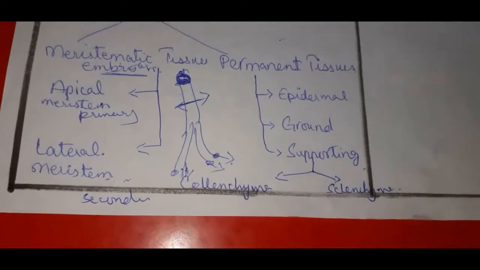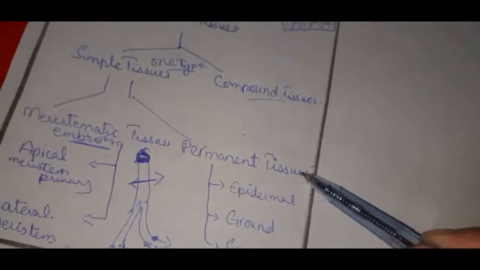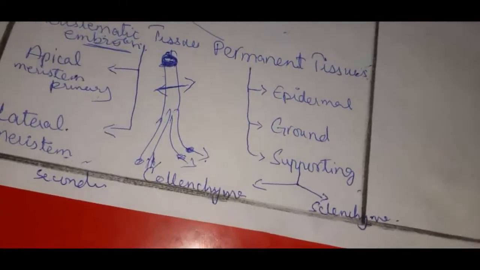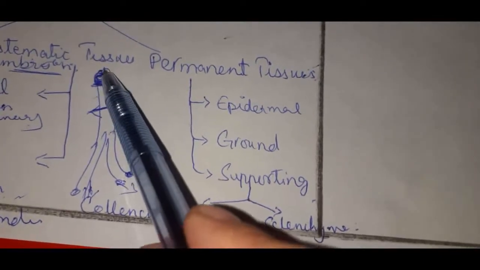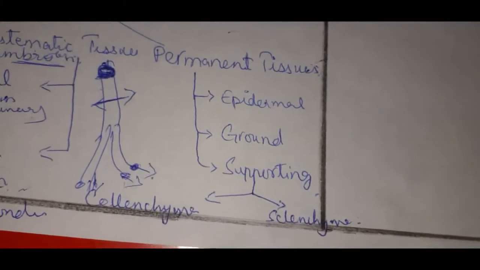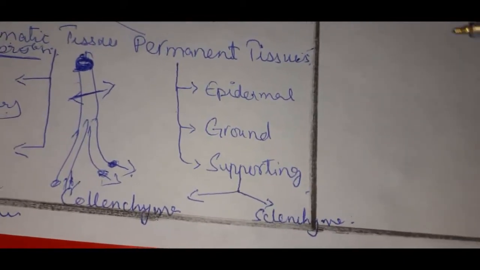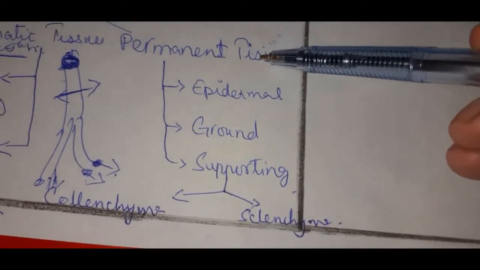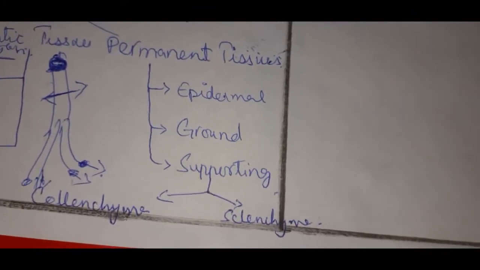And we also defined permanent tissues, that permanent tissues originate from primary meristems. Primary meristems means apical meristems. This means that they start from the apical meristem, either from the roots or from the shoots. The other important thing is that the cells of the permanent tissues do not have the ability to divide or redivide.